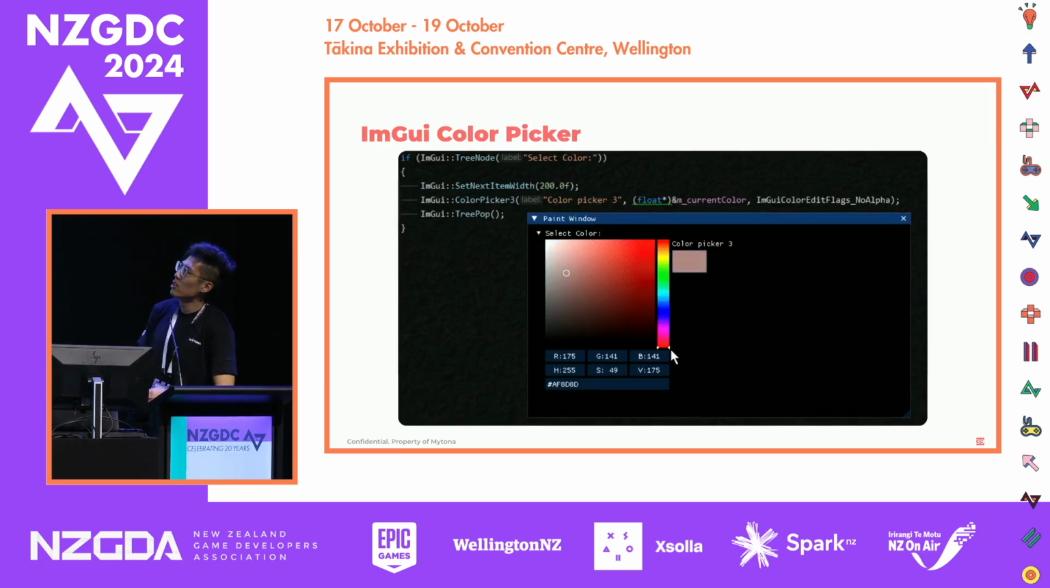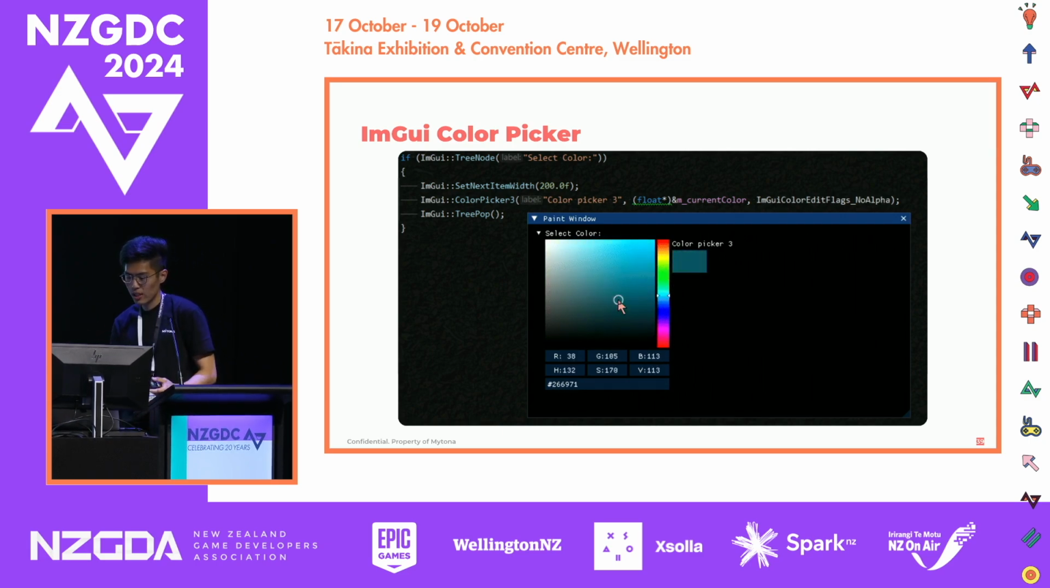First step, color picker, simple as just one line. ColorPicker3. The 3 here means it's editing RGB. You can have 4, which includes the alpha. You define an ID and pass in your color. I pass it as a float pointer because it takes an array of 3 floating points. And some flags, no alpha, so you won't display alpha. Just one line, and the whole thing is built by Dear ImGui.